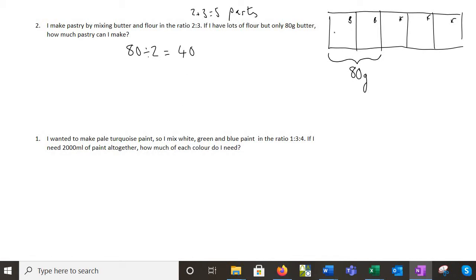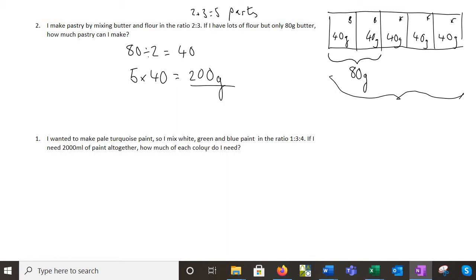So each of these is 40 grams. And they're all the same in a ratio. So 40 grams, 40 grams, 40 grams. And it's asking how much pastry can I make, not how much flour should I use, it's how much altogether. So I need to work out this whole length of the bar. Now in the bar there's 5 boxes. So I need to do 5 times 40. Well, 5 times 4, that's 20. So 5 times 40 is going to be 200 grams of pastry. And that's our answer.